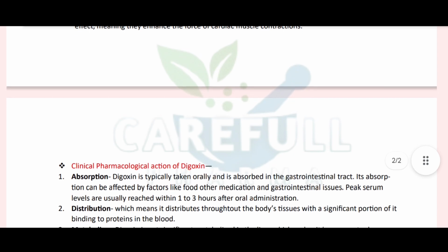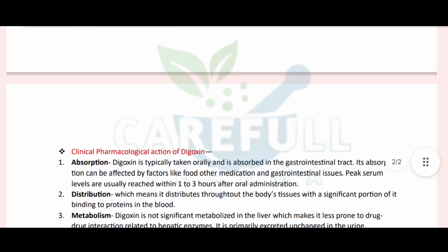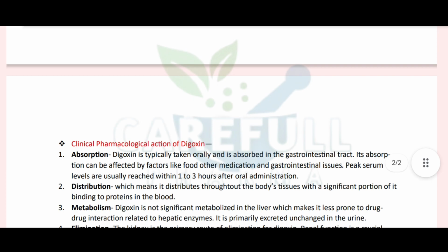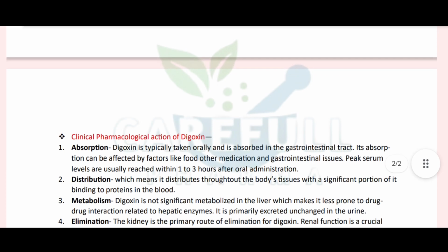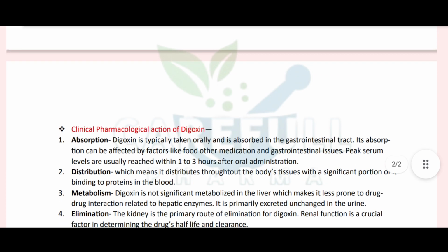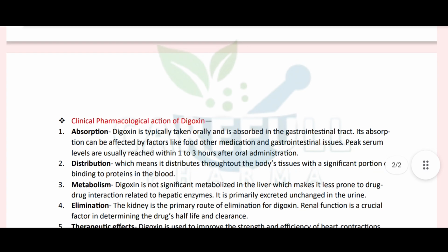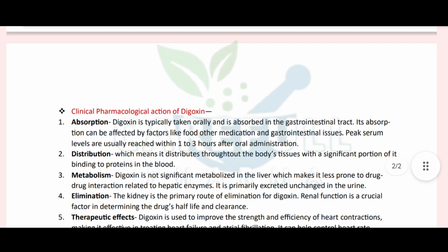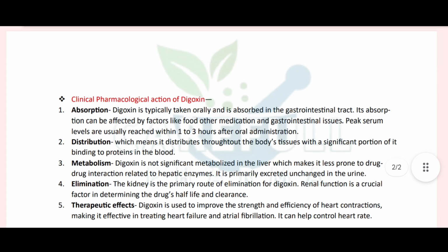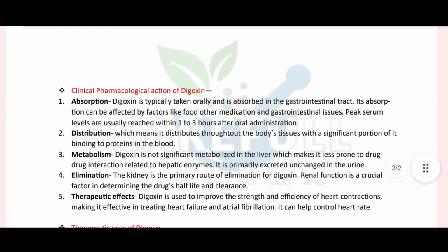Clinical pharmacological action of digoxin. 1. Absorption. Digoxin is typically taken orally and is absorbed in the gastrointestinal tract. Its absorption can be affected by factors like food, other medication, and gastrointestinal issues. Peak serum levels are usually reached within 1 to 3 hours after oral administration.